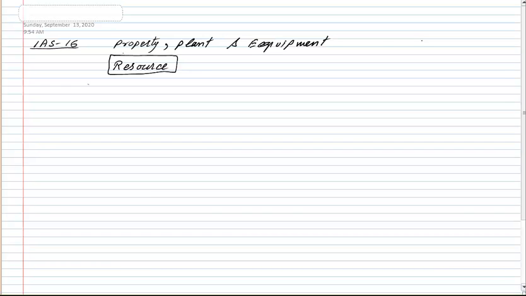But all these examples are not the assets of the entity. These are only resources. But if the entity, if the business has control over the resource, then it will become an asset.